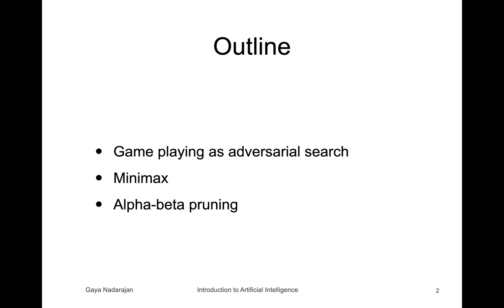So the outline is going to be talking a bit about game playing as an adversarial search problem. It's just setting the scene and getting you to understand how game playing is done. And then we're going to look at the Minimax algorithm first, and then the alpha beta pruning, which is another algorithm.